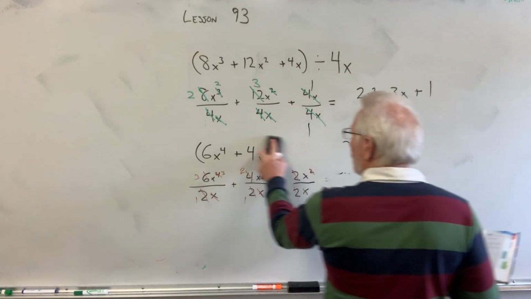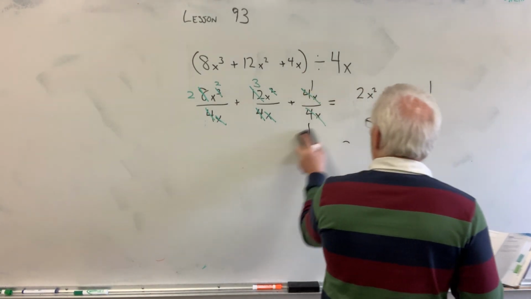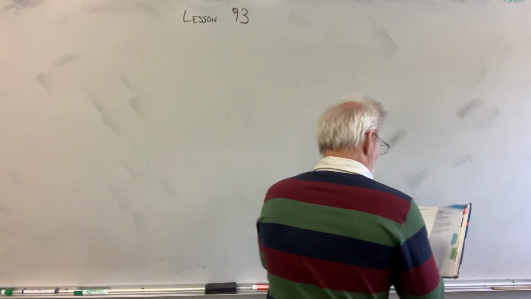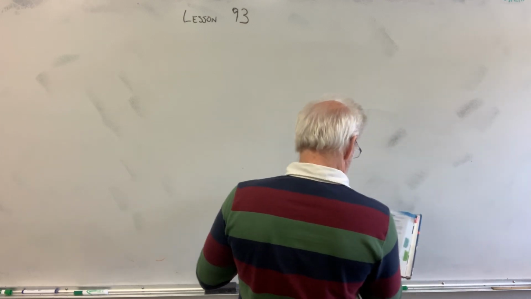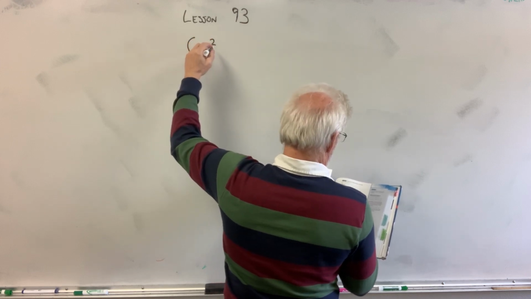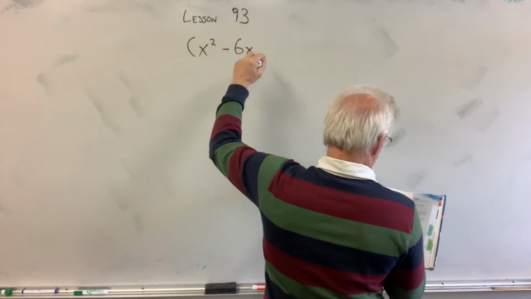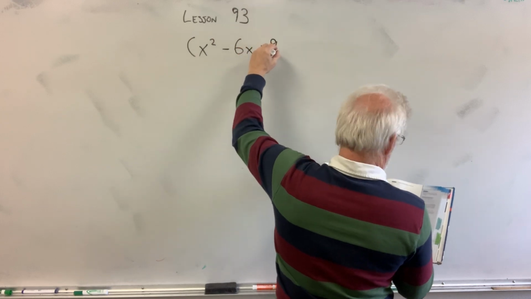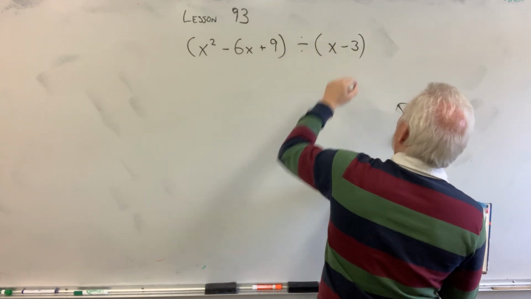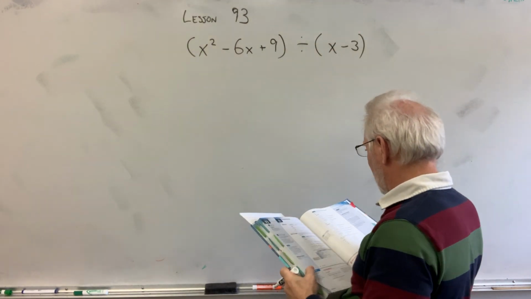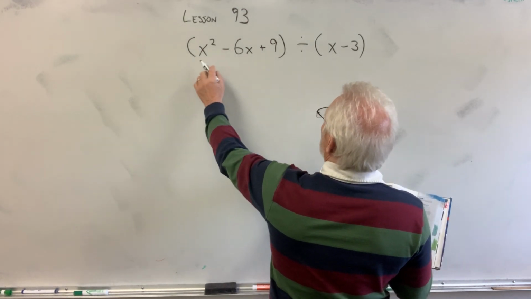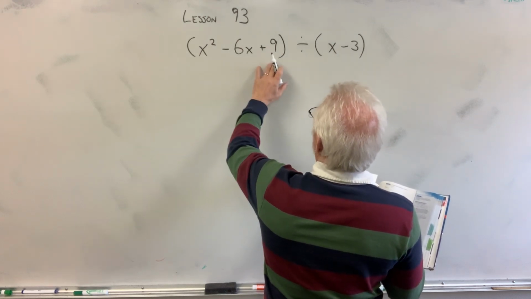Example number 2. Example 2A says x squared minus 6x plus 9 divided by x minus 3. All right, so what are we going to do different here? Pretty much not a lot. First thing we're going to do, though, is we can look at this and say, you know what, I can factor that out.